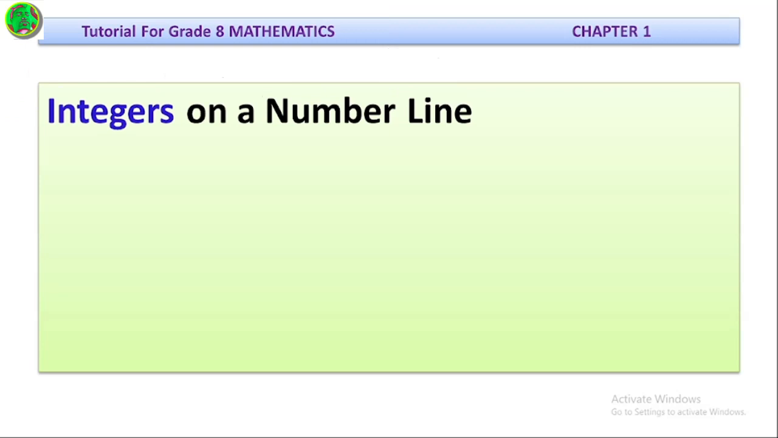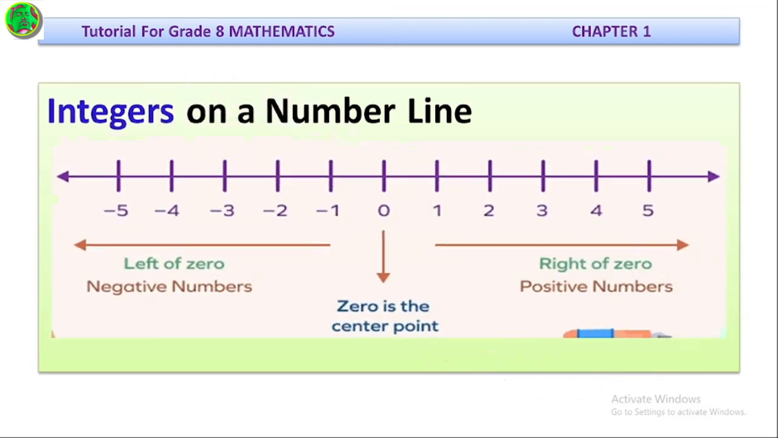Integers on the number line. We can also represent integers on the number line by using the rule. At the middle we can see 0 at the center of the point. That means in the set of integers there are three sets: positive integers, 0 and negative integers.